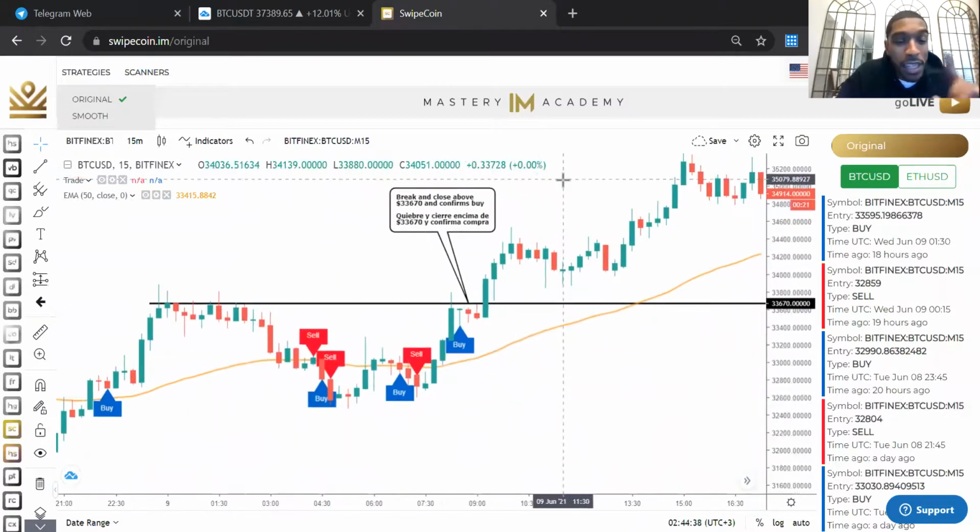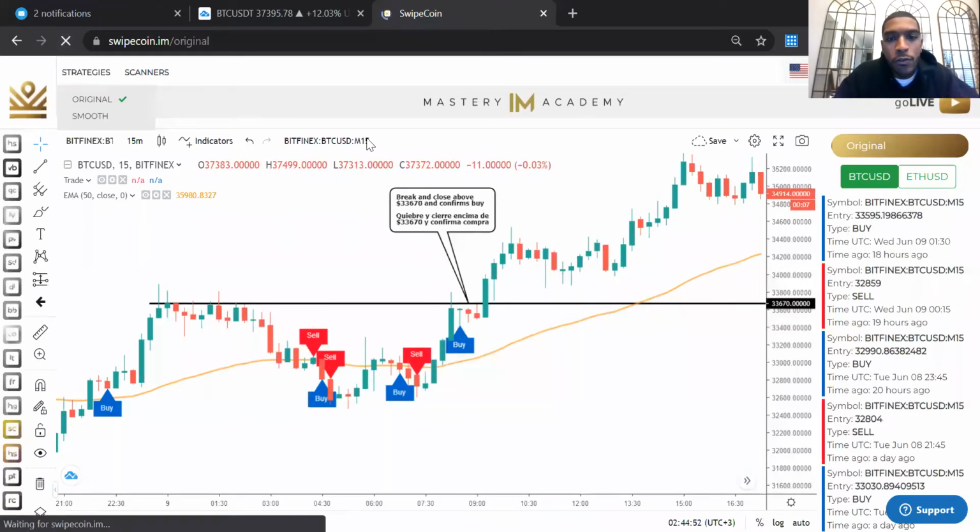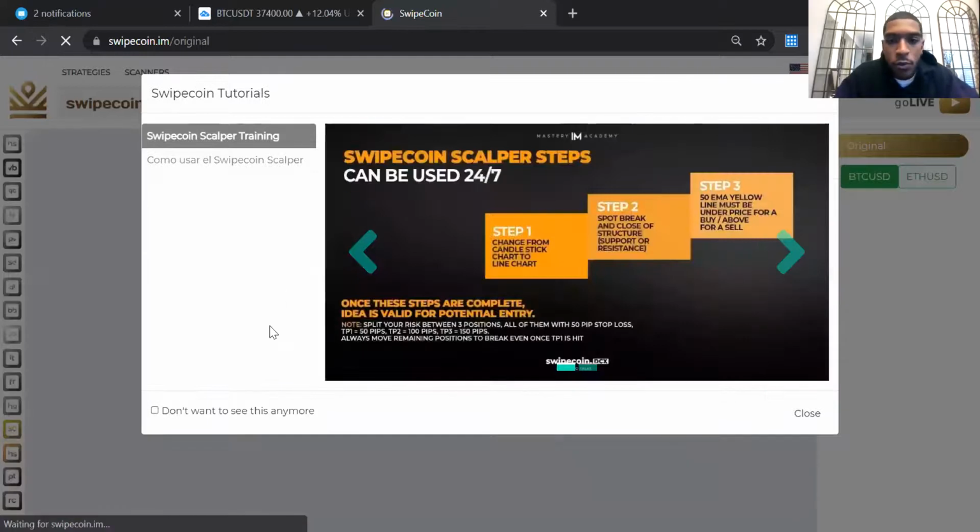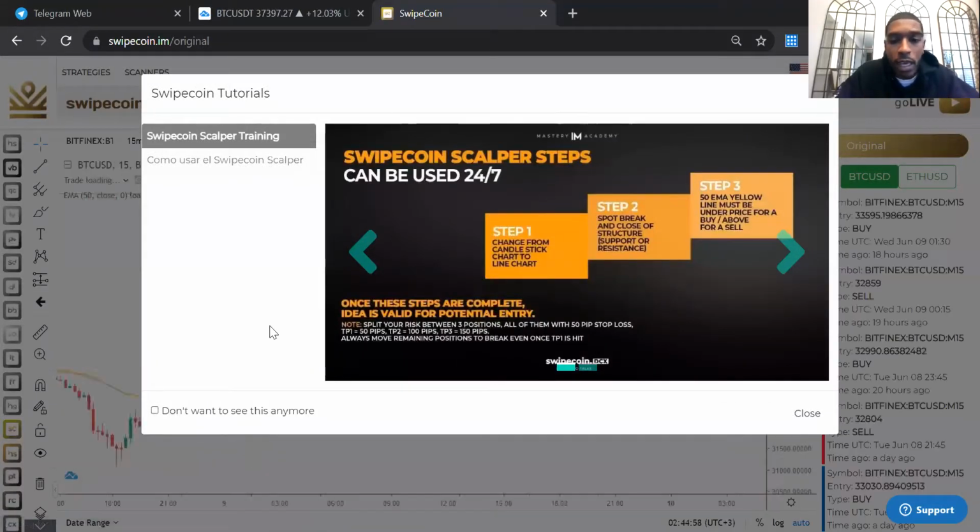But the number one thing that people forget about when they're using the scalper is, yo, where do I put my stop loss? Where am I putting my stop loss? Now, when you open up Swipecoin, if I go ahead and just refresh this page, it gives you 3 steps to use. I'm gonna go over the 3 steps. Step 1 says to change from candlestick chart to a line chart. Step 2, spot break and close of structure, support or resistance. Just telling you to spot it.